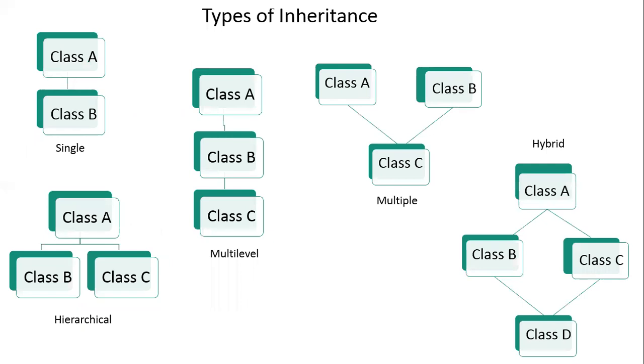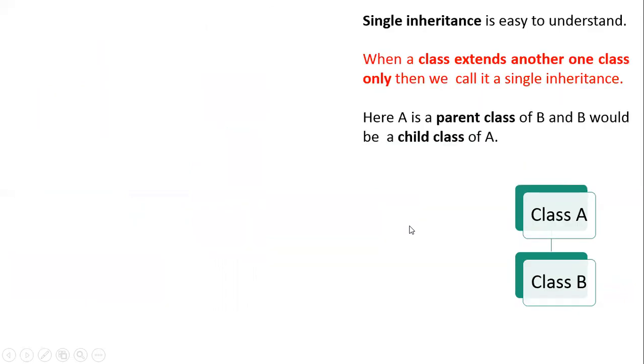Now these are the different types of inheritance: single inheritance, multi-level inheritance, hierarchical, multiple and hybrid. Java supports these three inheritances: single, multi-level and hierarchical. Multiple and hybrid inheritance are not supported by Java, but these can be achieved using interfaces. Now we will start one by one. So first we'll discuss single inheritance.